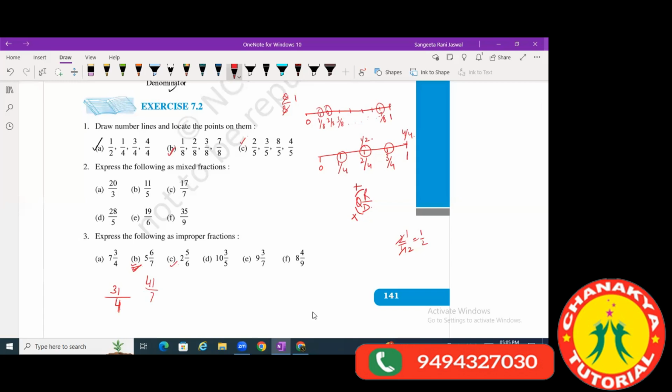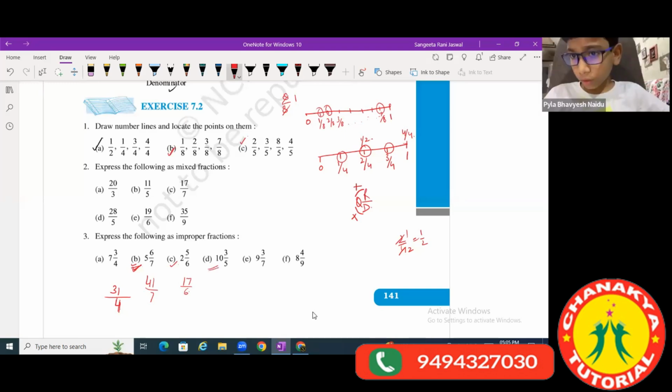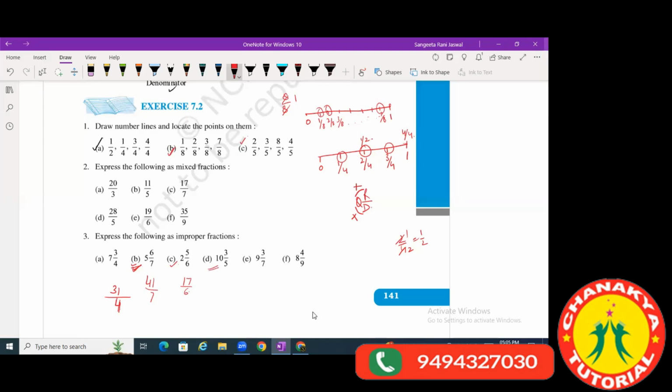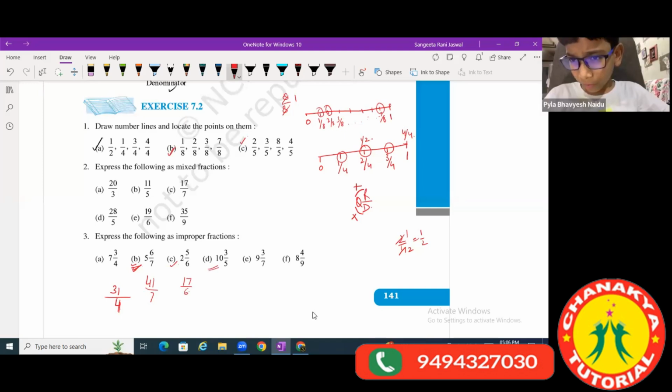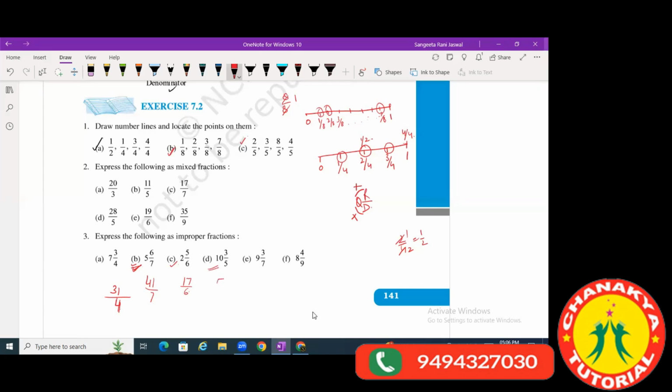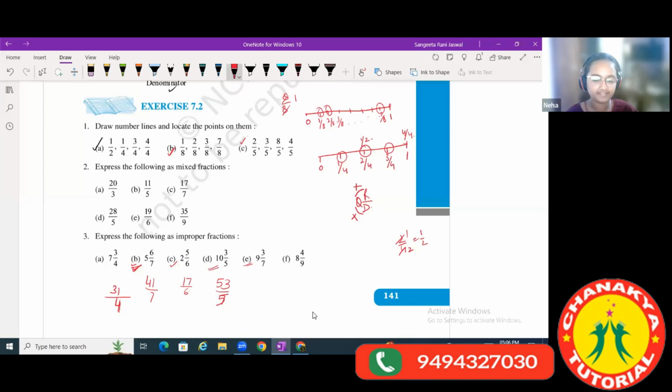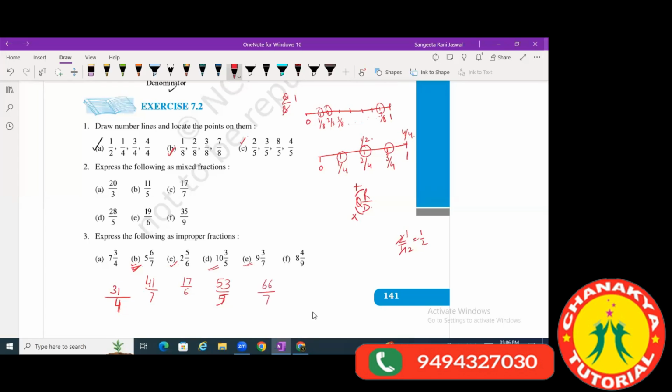2 into 6, 6 into 2 is 12. 12 plus 5 is 17. So that's 17 by 6. Okay. Yes, Bhavesh, it doesn't take much time. Tell me the next one, D part now. Ma'am, 53 by 5. Very good. Okay, 53 by 5. Neha, tell me the next one, E part. Ma'am, 66 by 7. Very good. Bhavesh, F part.